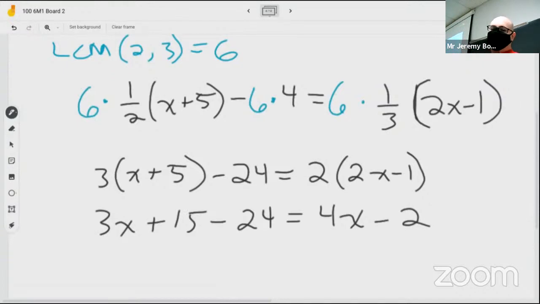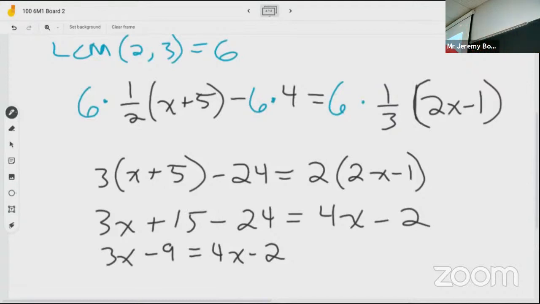Still not ready to move stuff around. On the left-hand side, I still have a 15 minus a 24. That's going to be what? Negative 9. The 3x minus 9 will equal 4x minus 2. Okay, so we've got it into linear equation form now. I mean, it was at the beginning, but now it's in a simple form, right?